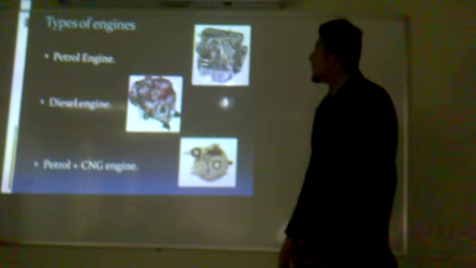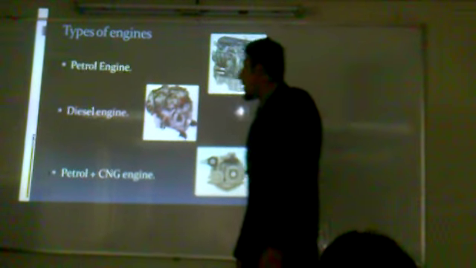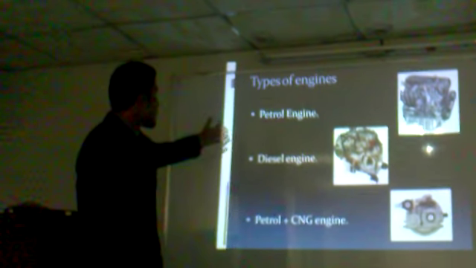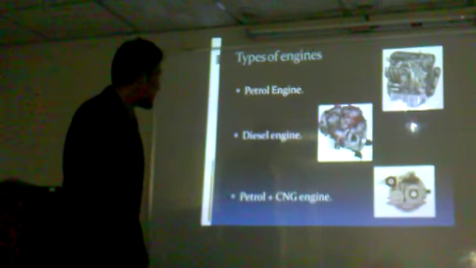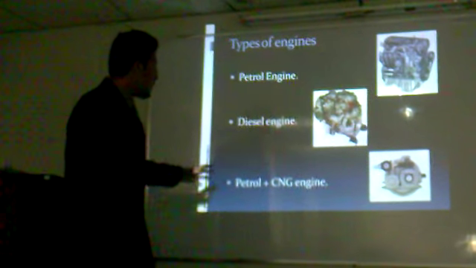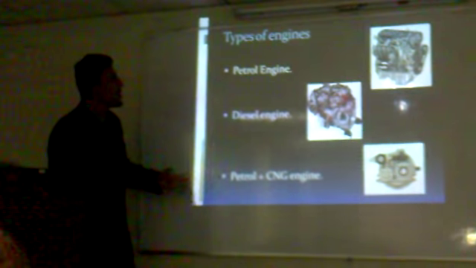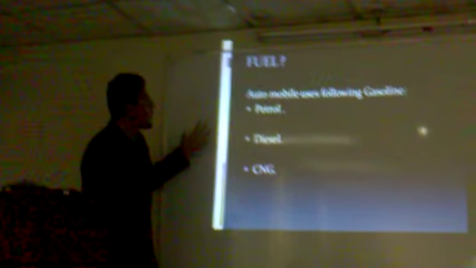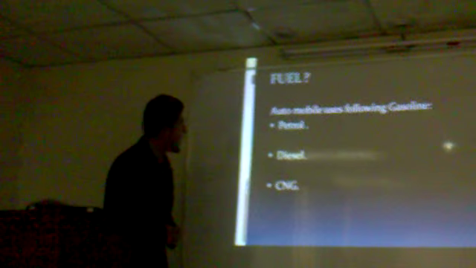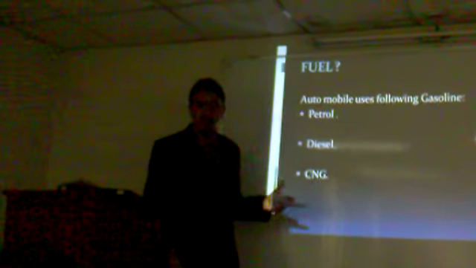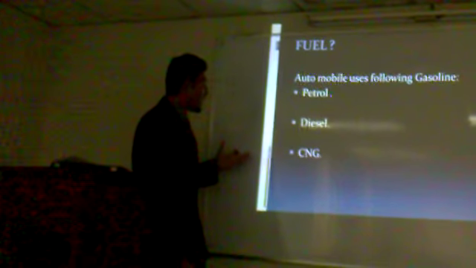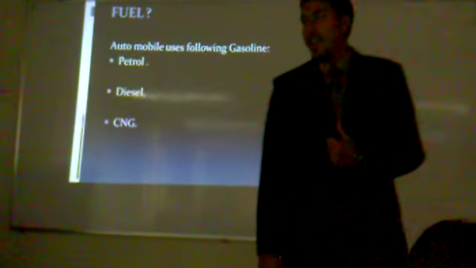Next slide please. Types of engine. Most of the STV and LTV are operated by three types of engine: petrol engine, diesel engine and petrol plus CNG engine. STV are mostly operated by petrol plus CNG engine. Now these three types of engine use fuel. Which kind of fuel? Let's see. The automobile uses the following: gasoline, petrol, the petrol engine will definitely use petrol, diesel will use diesel, and the petrol plus CNG uses CNG. Now CNG is the abbreviation of compressed natural gas.